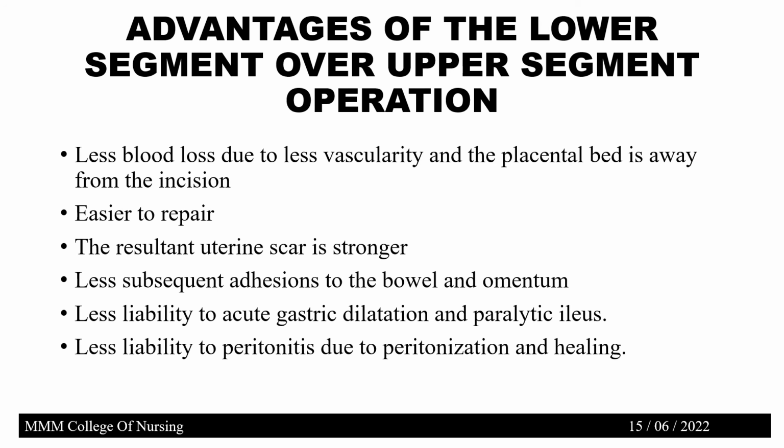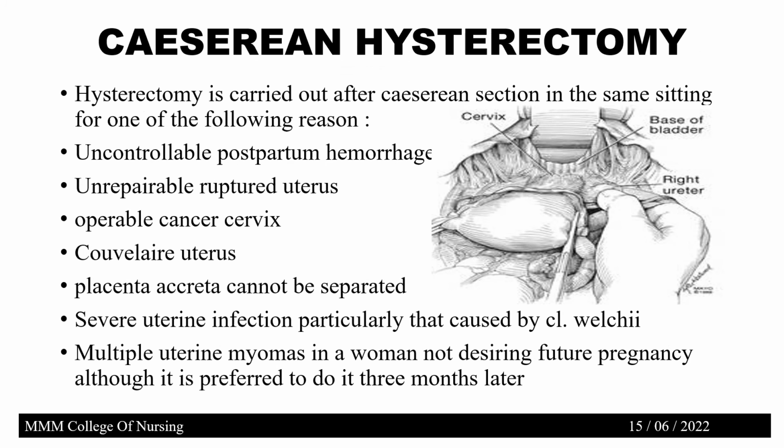So now we'll see how the lower segment over the upper segment has more advantages. Less blood loss due to less vascularity, and the placental bed is away from the incision, so it is easier to repair. The resultant uterine scar is stronger, with less subsequent adhesions to the bowel and omentum, less liability to acute gastric dilatation and paralytic ileus, and less liability to peritonitis due to peritonization and healing. So these are some of the advantages of the lower segment over the upper segment operation.